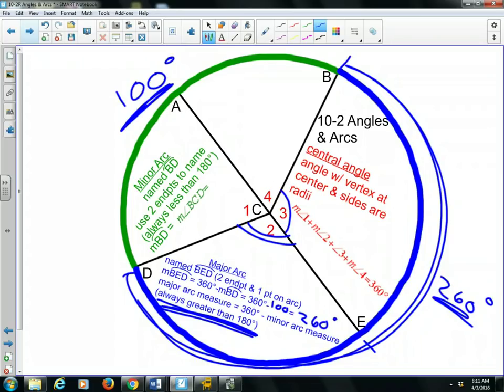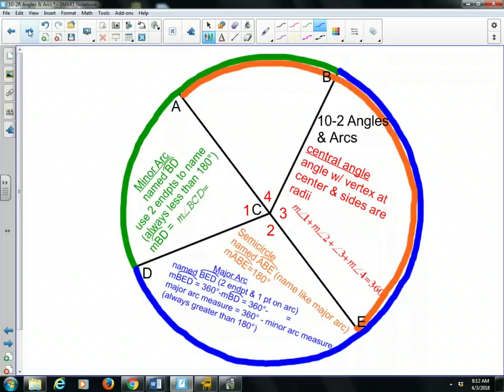Okay? So a minor arc is always greater than 180 degrees. Sorry, I maybe said that wrong. A minor arc is less than 180. A major arc is greater than 180. And a semicircle is exactly 180 degrees.